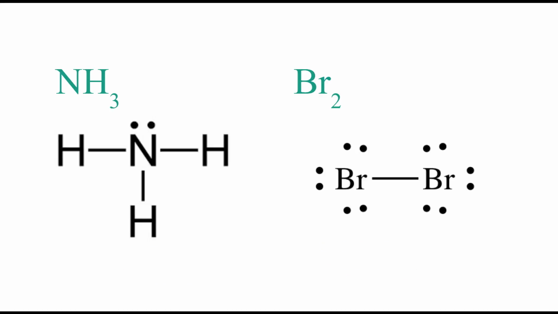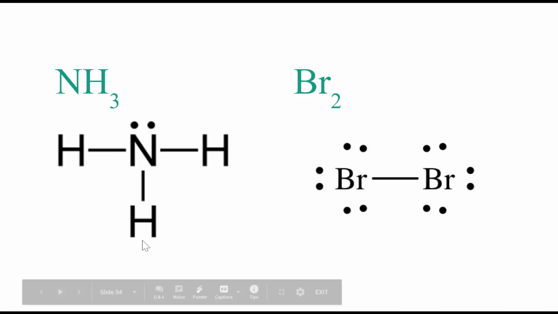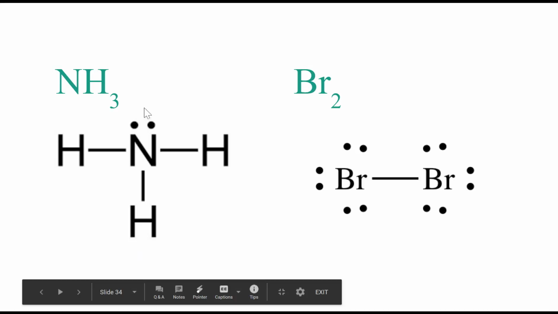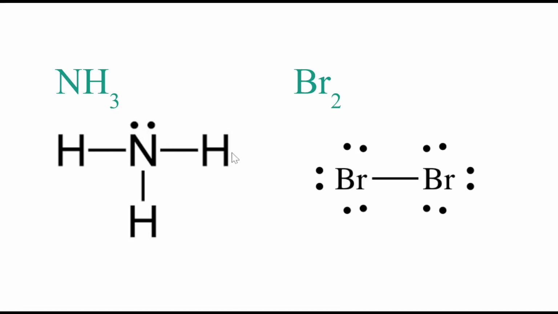Okay, so here are a couple other examples for you. If we put a line through the middle of this molecule here, up and down, it does appear to have some symmetry. But if I go across the middle this direction, it is not symmetrical. So this NH3 molecule is actually a polar molecule. It is not symmetrical, therefore it is polar.